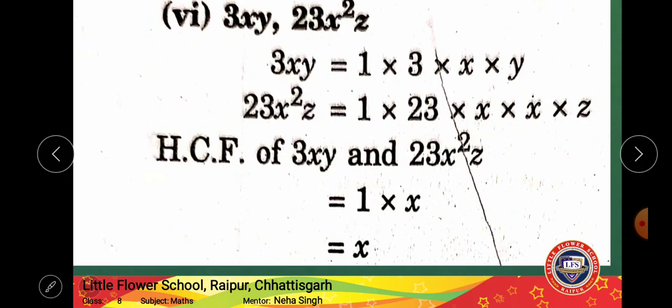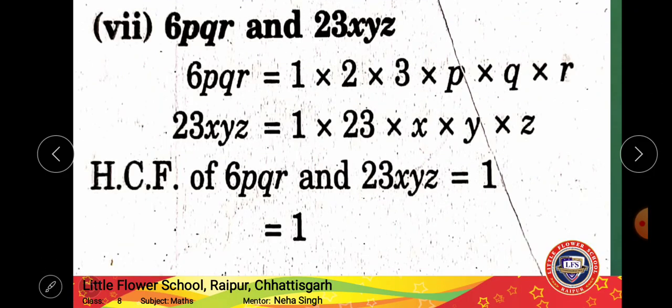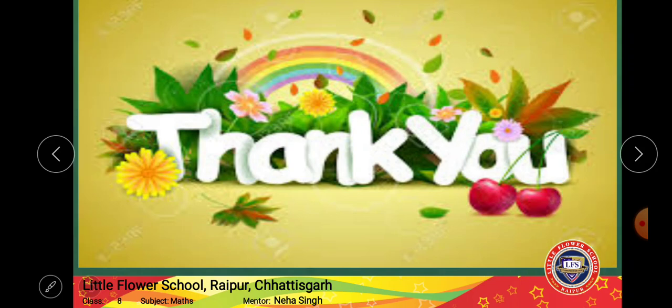Okay, see, this was the 6th question, the last question. Here we could not find anything common. So we have written HCF as 1. See, nothing except 1 was common. So HCF was 1. Highest common factor was 1. Okay. So we finished the first exercise of this chapter.